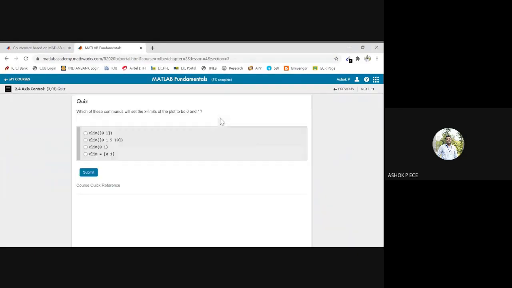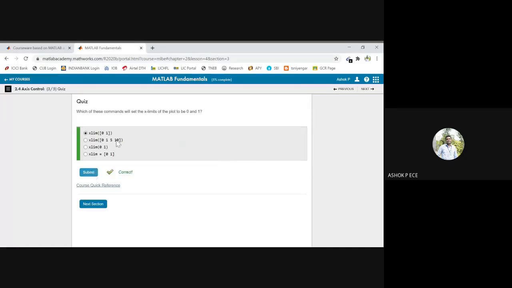Okay. Now we'll have a quiz. Which of these commands will set the x limits of the plot to be 0 and 1? I want the answer. Select the option from the question shown to you on the screen. I want the x-axis to be limited to only between 0 and 1. Option A, B, C, D. Option A, yes, we'll see whether option A is correct.